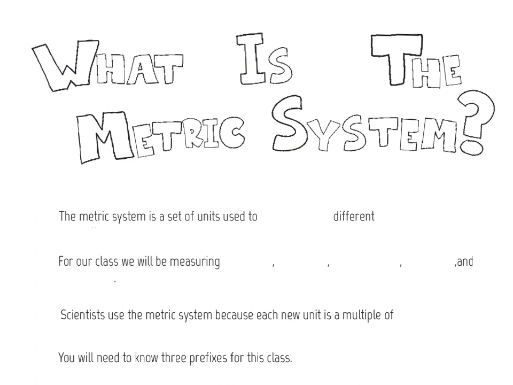So let's start by talking about what the metric system is. Quite simply, the metric system is a set of units used to measure different properties.